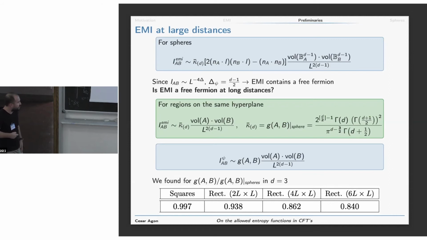So as I said, even though for squares we basically get one, as soon as we start deforming the squares and make them thinner and thinner, the coefficient changes. So to conclude, what we obtain from here is that even though for spheres we have an identical formula for the EMI as well as for the fermion, in detail the way it depends on the geometry is not the same. So the two theories do not agree exactly at long distances.